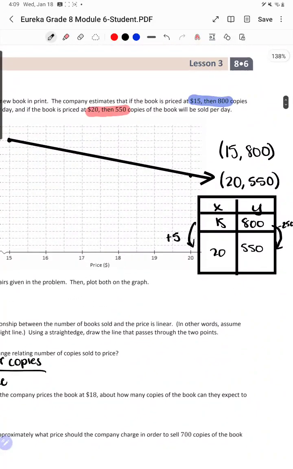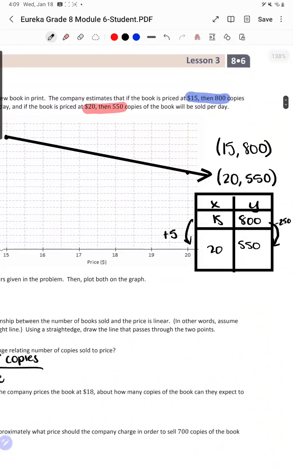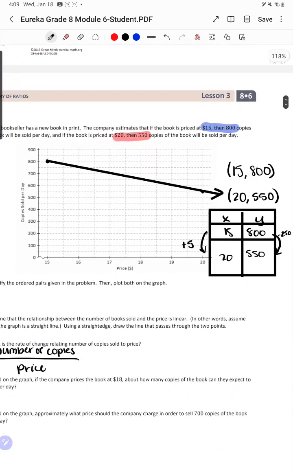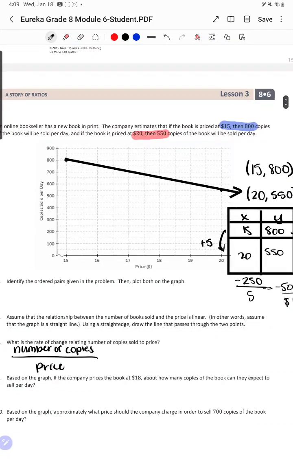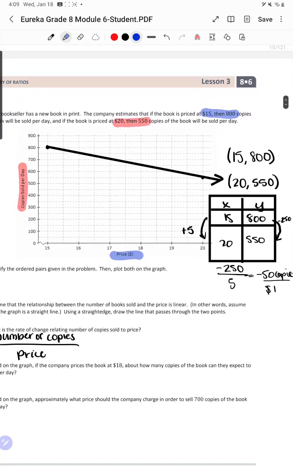So our rate of change is what from this table? Go ahead and type that into Edpuzzle. All right, so you should have found that your rate of change from the table was negative 250 over 5, which is negative $50, or negative 50 copies per every dollar. Because remember, this is Y and this is X. So this is copies and this is price.